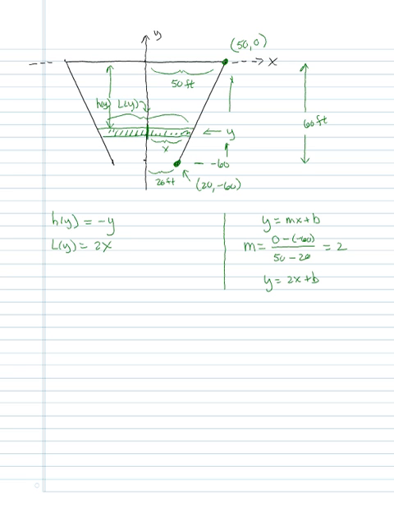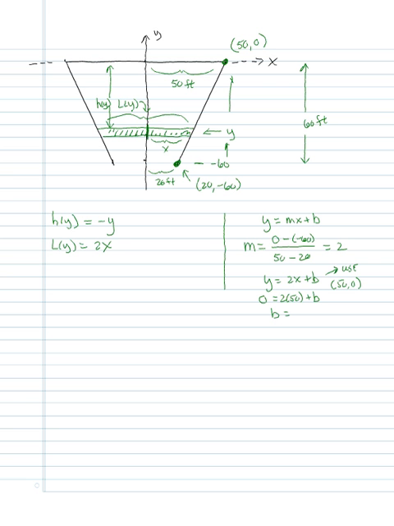Now, we use that information along with the fact that we know the equation will look like this, and we can use either one of those 2 points to finish this out to figure what b is. If we use the fact that we know the point (50, 0) is on the line, that means if y is 0 and x is 50, we have to have a true statement. And so that allows us to calculate b.